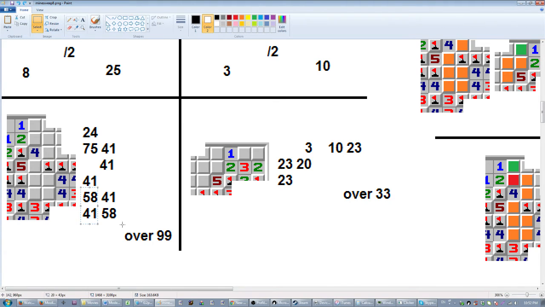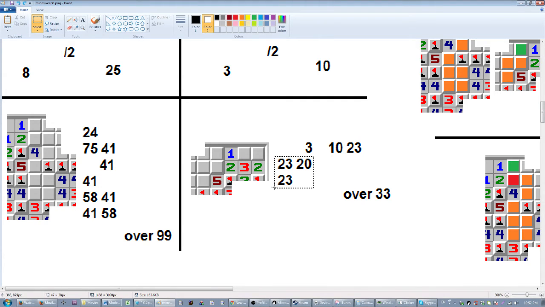And I do the same thing here, and I do the same thing here, and I do the same thing here. That is these, and these. And so for example, I know there's only 10 combinations here. So this total should be 33 right here, because there's only 1 mine among those 2. So 33, 23, and 10.